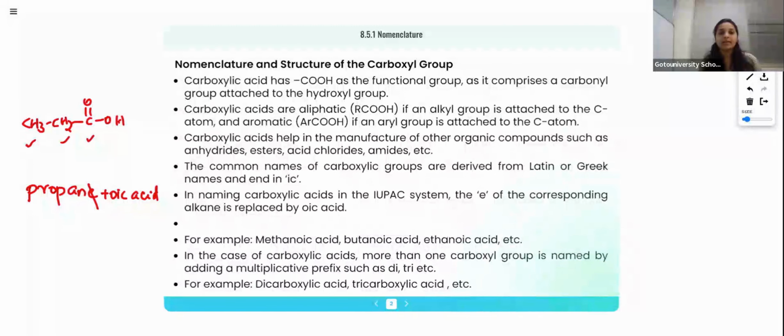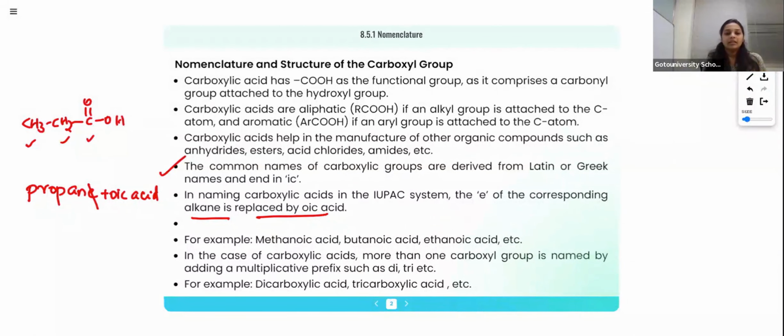Okay? Then, in naming carboxylic acid in the IUPAC system, the E corresponding to the alkane is replaced by oic acid, as I told you. Then, methanoic acid, ethanoic acid, propanoic acid, butanoic acid, pentanoic acid. See, you have to count the number of carbon atoms present, including the carboxylic group.